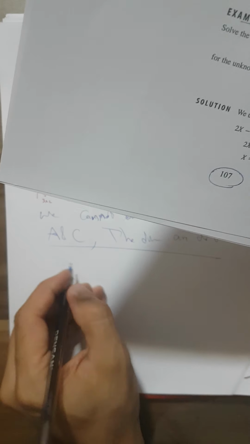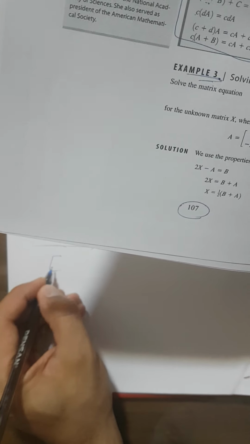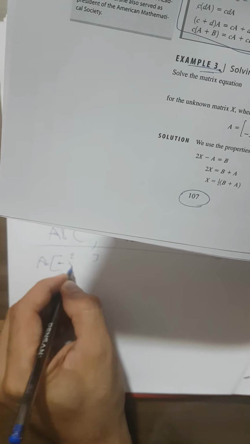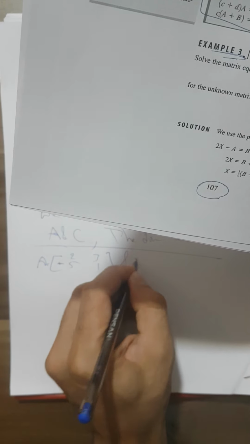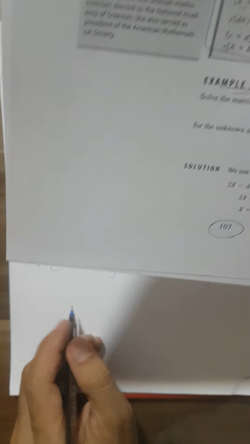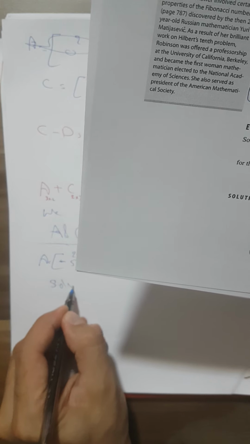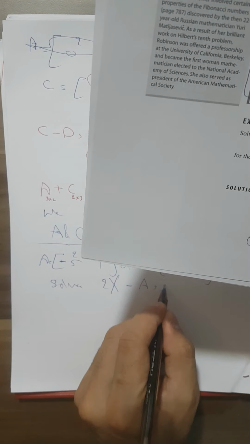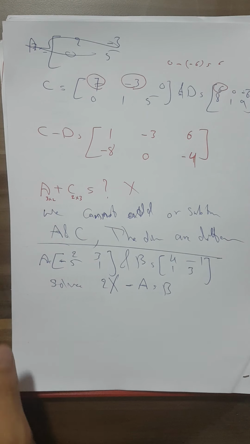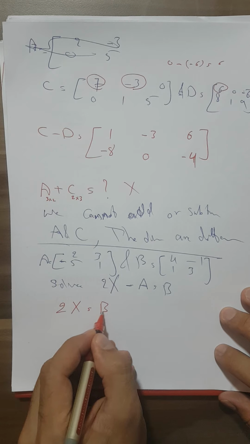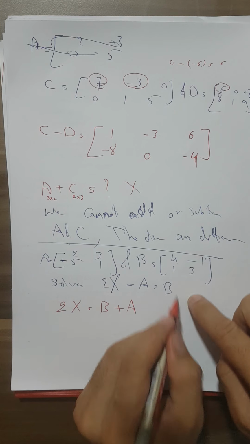If A is equal to the matrix 2, 3, minus 5 and 1, and B is equal to 4, minus 1, 1, 3, then try to solve, meaning find X, where 2X minus A is equal to B. So solve for X. You know 2X is equal to B plus A. Why? I move this one to here.